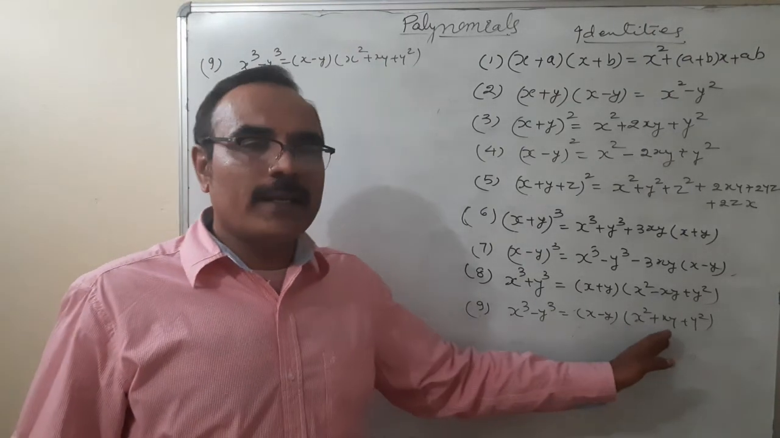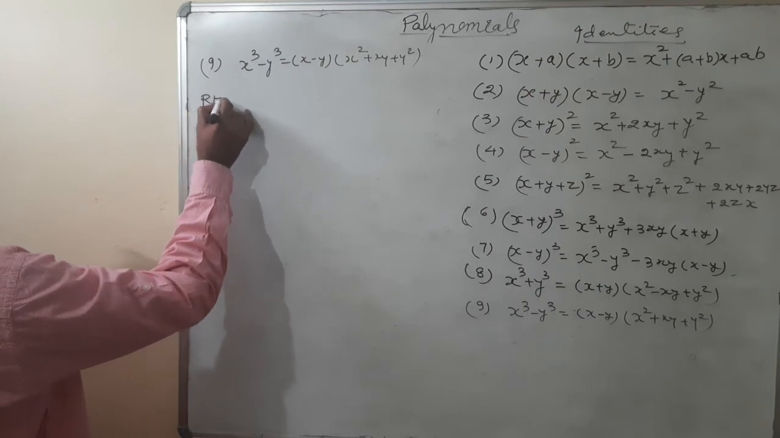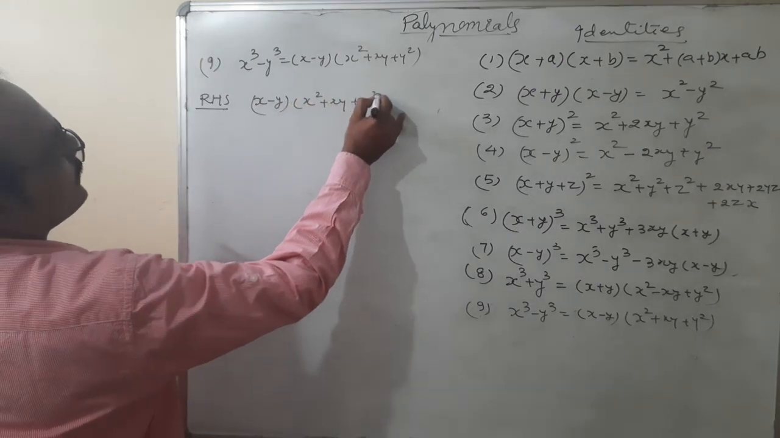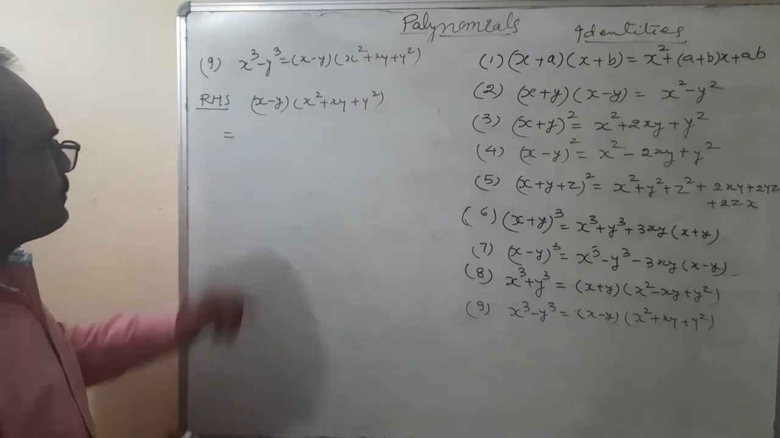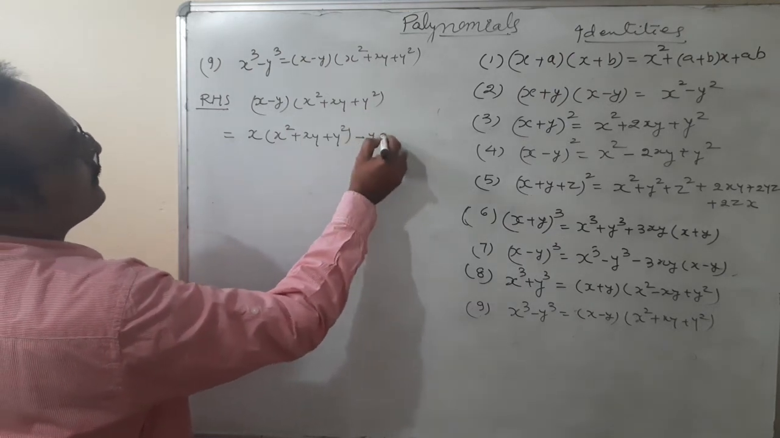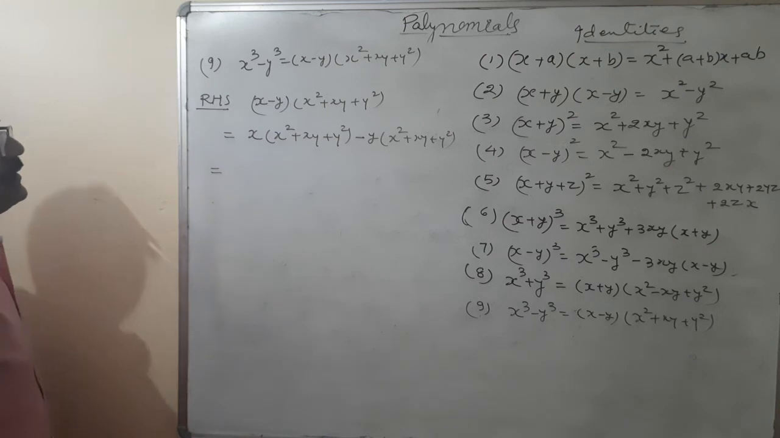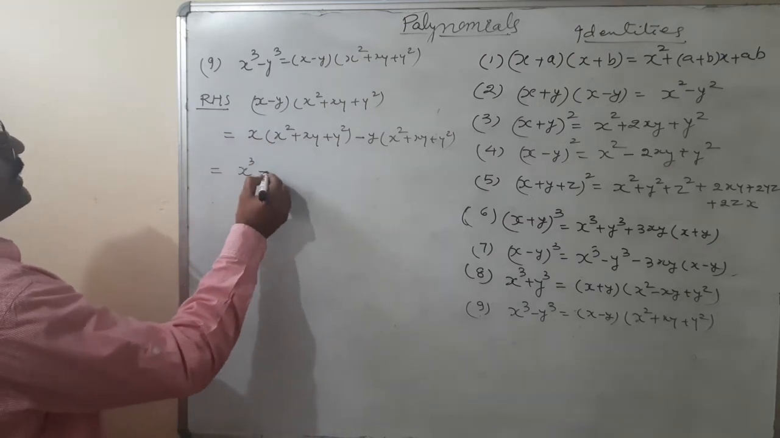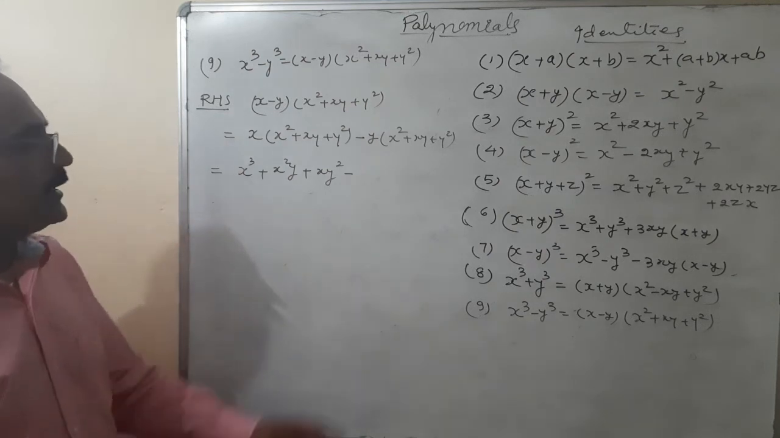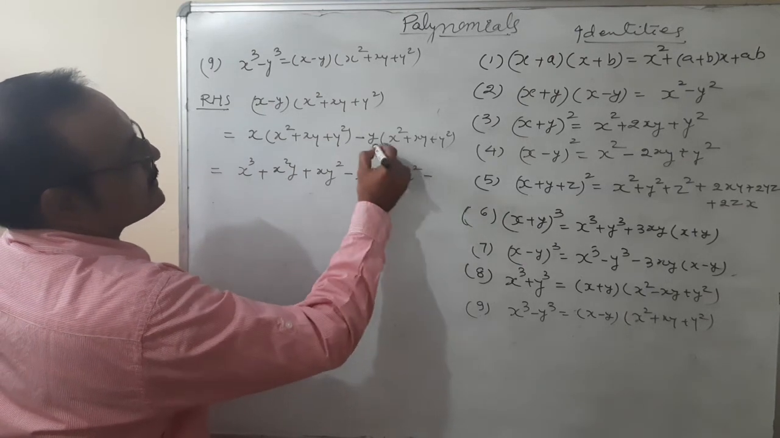Friends, nothing special in it. There are two brackets. Simply multiply the first bracket by the second bracket. Here, the right hand side term is x minus y, x square plus xy plus y square. First, x multiplied by x square plus xy plus y square, minus y multiplied by x square plus xy plus y square. After that, x cube plus x square y plus xy square, minus, when I multiply y by x square, it is x square y, then minus xy square, and there's a minus y cube.